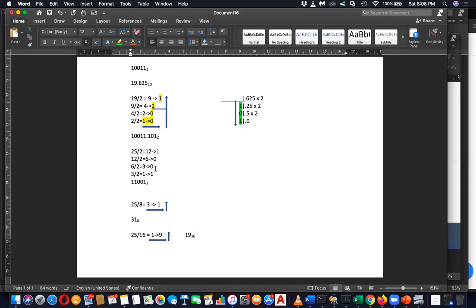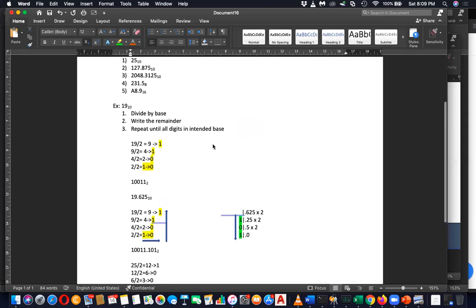Okay, then I think all three answers are correct. Let's check the answers that you have sent. Yes, you have sent 11001, which is correct. 31 is correct in octal. 19 is also correct in hexadecimal.